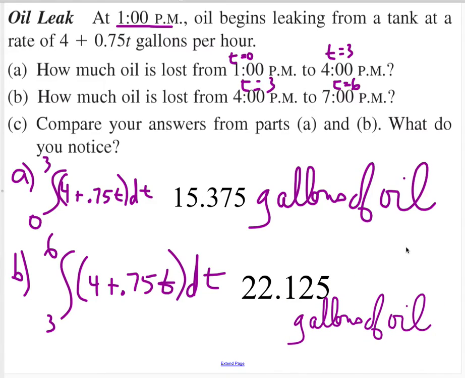All right, so what do you notice? You notice that the oil's leaking faster. Because from 0 to 3, you lost 15 gallons. From 3 to 6, you lost more. Should be a no-brainer because the rate right here has a positive slope. So you're going to lose more as time goes on. So we lost more oil in the last 3 hours than in the first 3 hours.